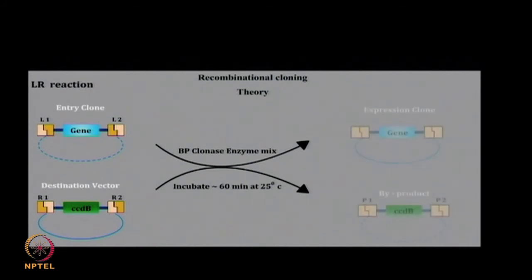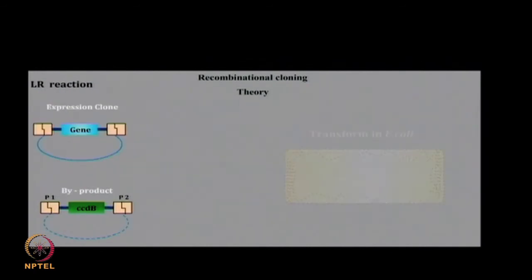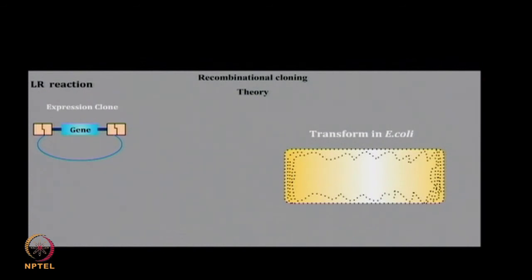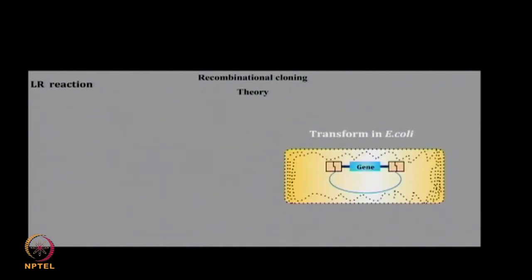The LR reaction is essentially the reverse of the BP reaction, where the master clone flanked by the att L site recombines with a destination vector with att R sites. This reaction, which takes place in the presence of LR clonase enzyme mix, results in transfer of the gene from the master clone to the destination vector to produce an expression clone for a specific purpose. The LR reaction enables generation of several expression clones for various applications in very short time.